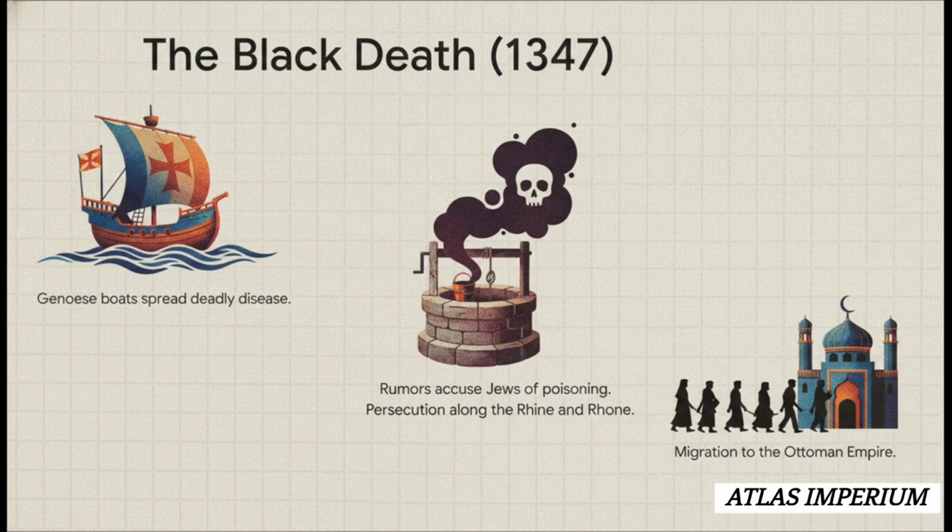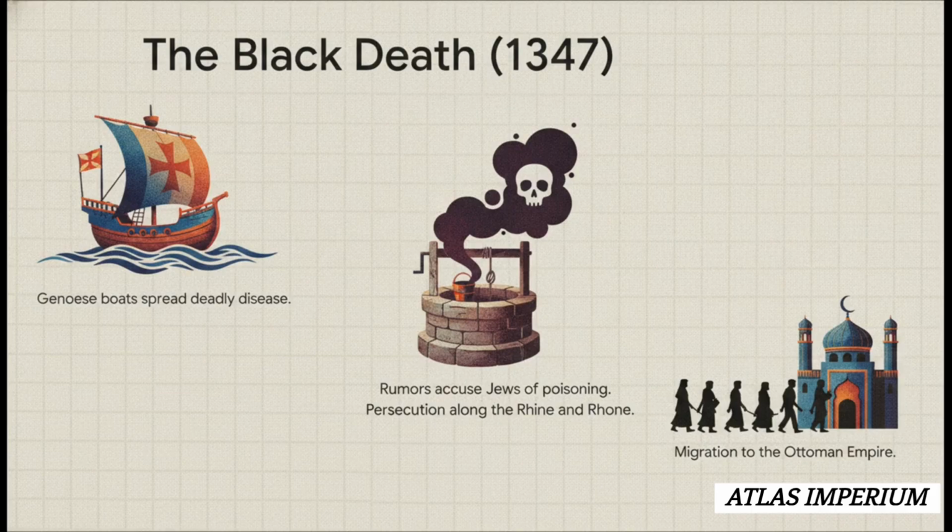In 1347, Genoese merchant boats inadvertently spread the Black Death. This plague kills nearly half of Europe. But this unfathomable tragedy is heavily compounded for the Jewish people. Baseless rumors start spreading, accusing them of poisoning the wells. This leads to horrific persecution, especially along the Rhine and Rhone rivers, and massive expulsions.